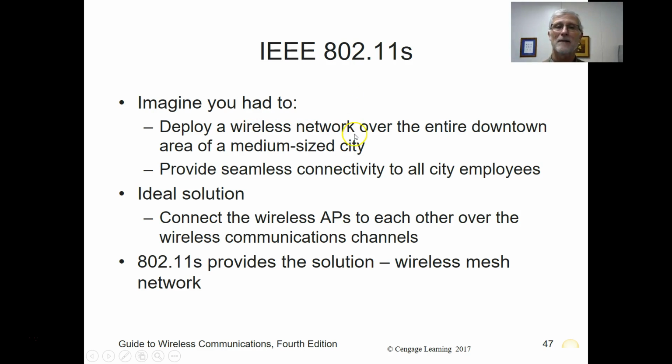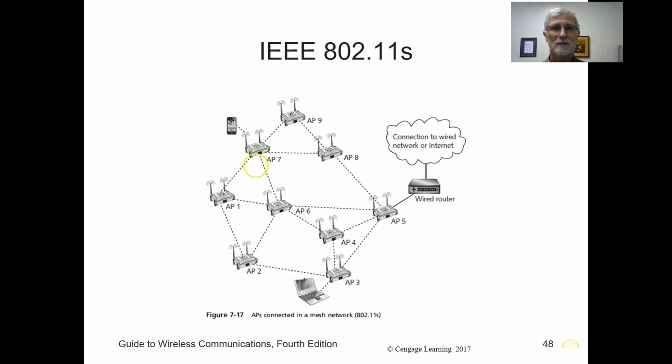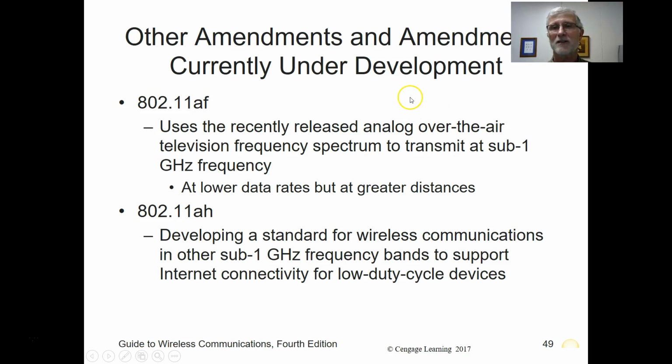802.11s, you're seeing entire coverage of the downtown area of a medium-sized city. So now you're looking at how do I handle metropolitan area networks, works in wireless mesh networks. I'm going to double check if this campus is using some of this. Since we have so many access points covering this, I'll have to look at which way they've got some of that set up. Now there's other deployments, AF, AH.